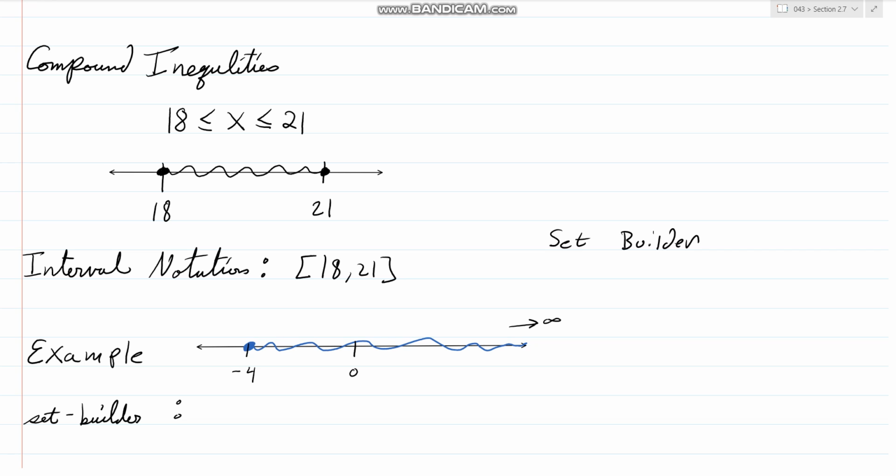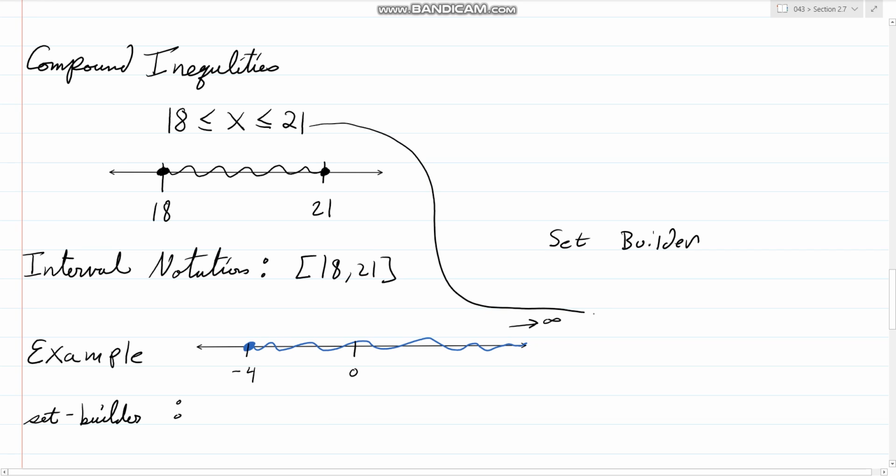For set builder notation, most of the work is already done because the inequality is already solved. So I can write this as braces x such that 18 is less than or equal to x is less than or equal to 21. So this is how we could write that same information in set builder notation. Again, we're just writing the solved inequality in set builder notation, and this is now a list of all the values that are correct for x.